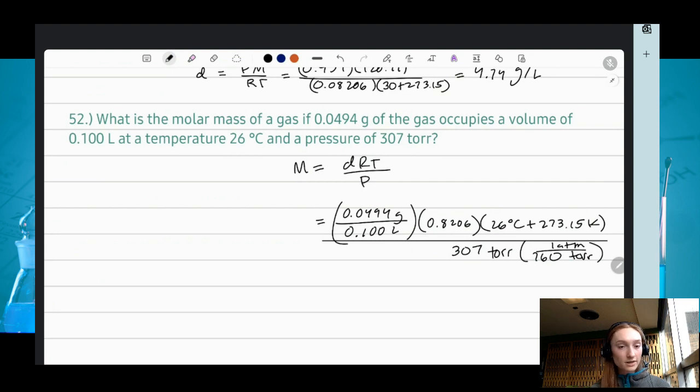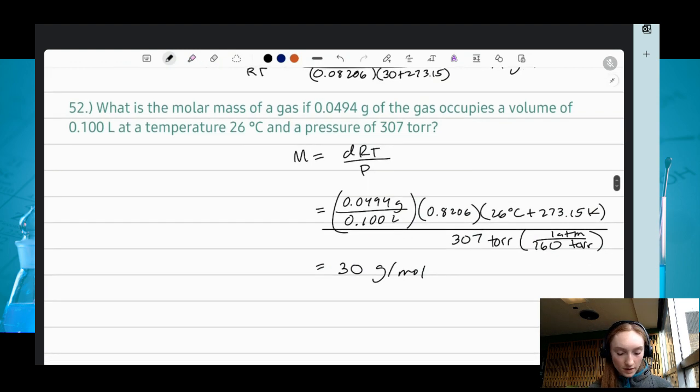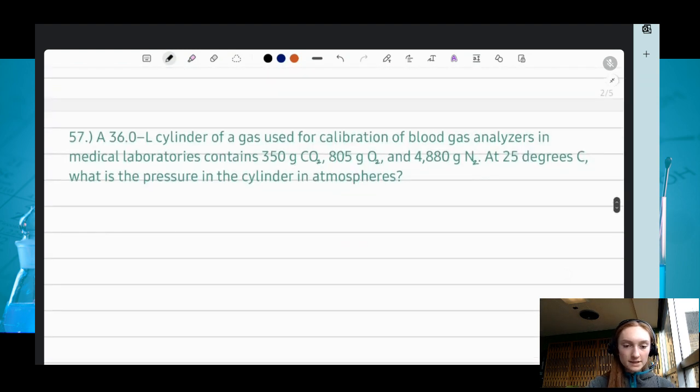So now we can just calculate everything, and we will get an answer of 30 grams per mole for this gas. So that's how you solve that one. Now let's move on to question 57.